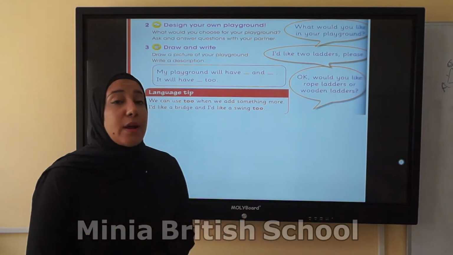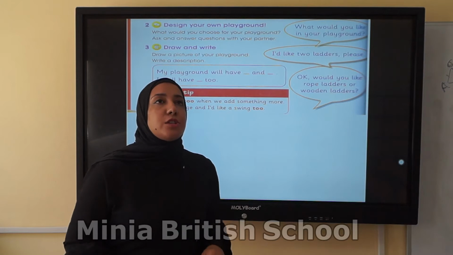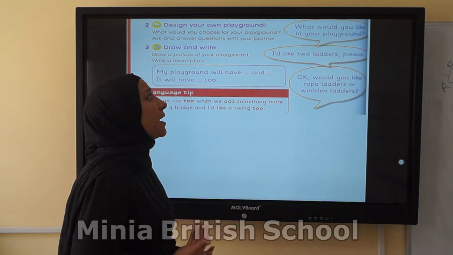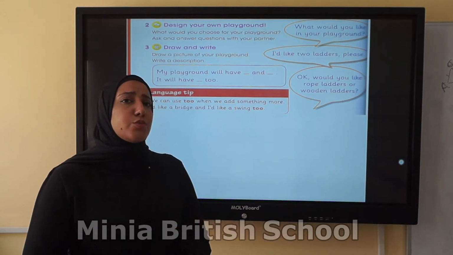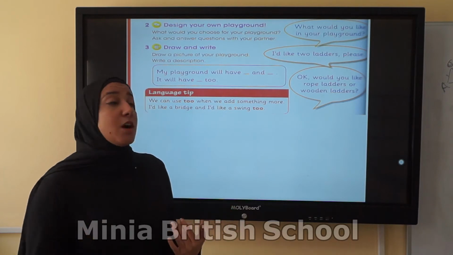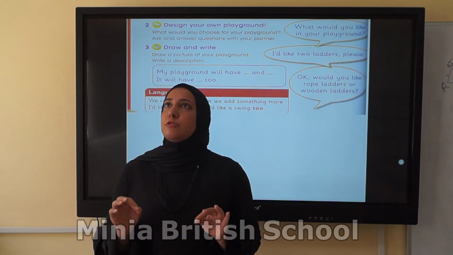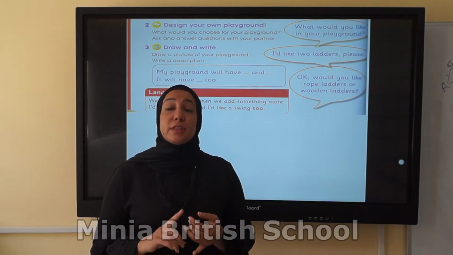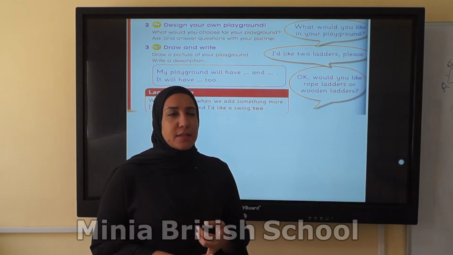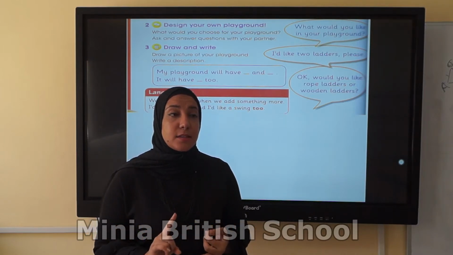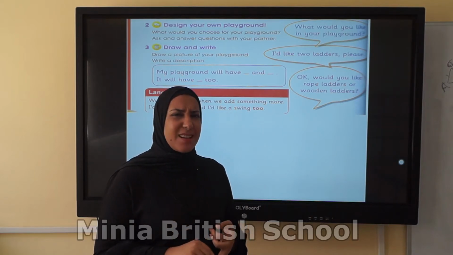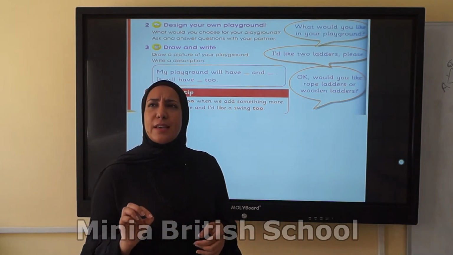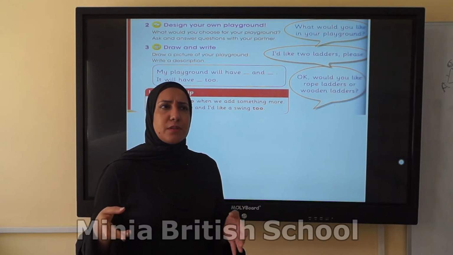Design your own playground. If I ask you, what would you like to have in your playground? Your answers will be what? For me, if you ask me, I can say I would like to have a ladder. I think a rope ladder, swings, and a straight slide too. Be careful, what did I say? Straight slide too. What did I add at the end?